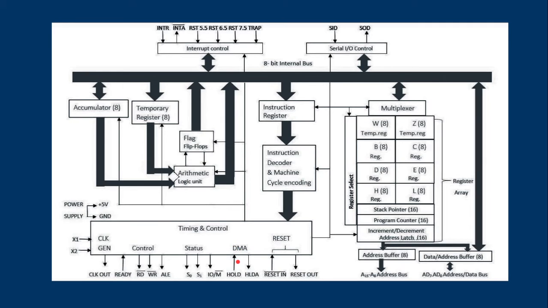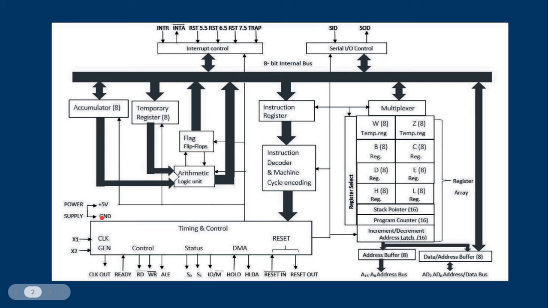For this we have two signals, hold and hold acknowledgement. And then reset: we have reset in and reset out. We know that when the system is not working, we reset the system, and that is done by reset in and reset out. So that's all for the timing and control section. Then we have two things, the power supply and the ground. Power supply is plus 5 volts, and the ground.